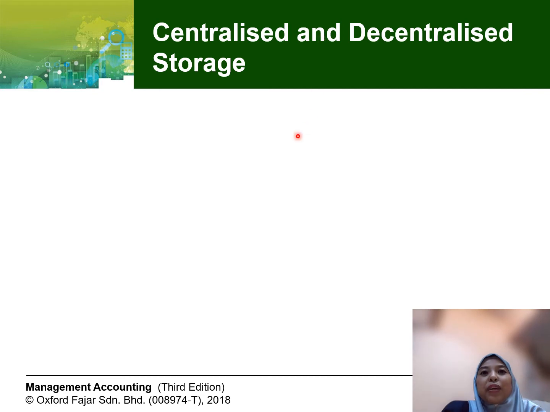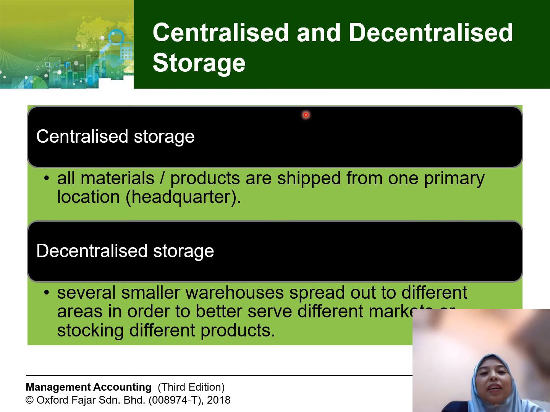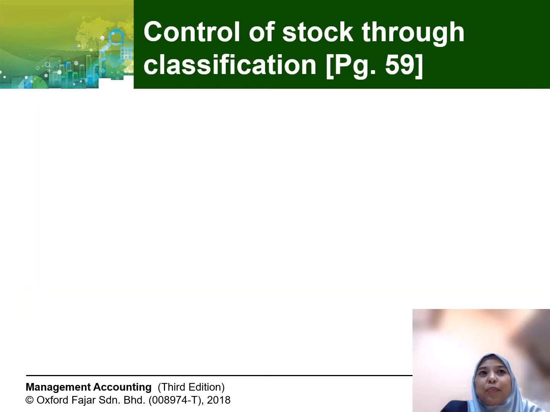The most common warehouse configurations are either centralized storage, wherein all products are shipped from one primary location, or decentralized, a method of maintaining several warehouses spread out to different areas in order to better serve different markets or stocking different products. The most common store control technique used is the ABC inventory analysis.